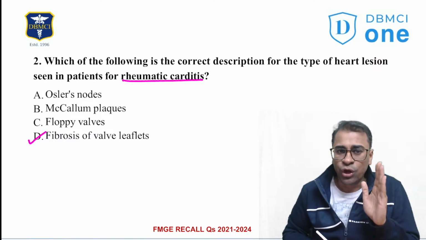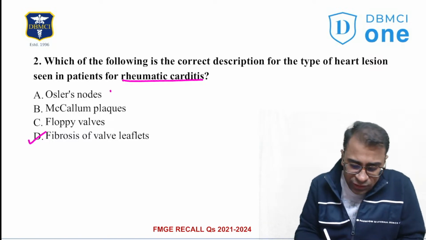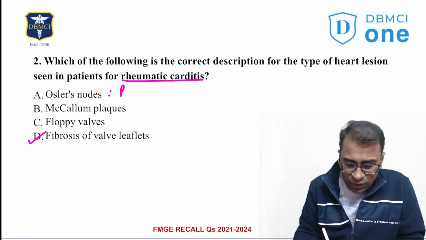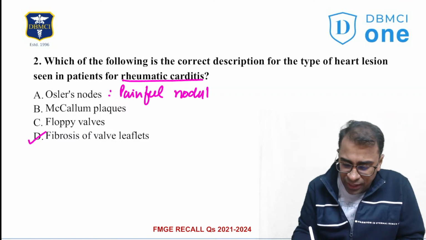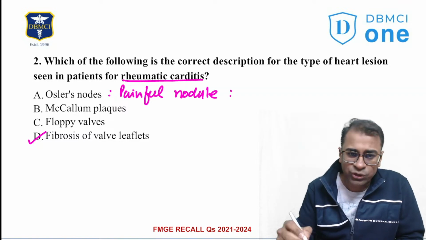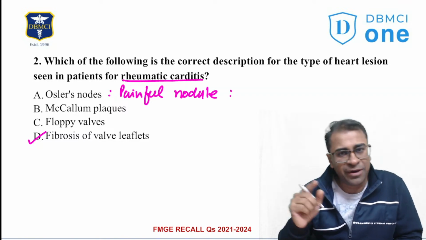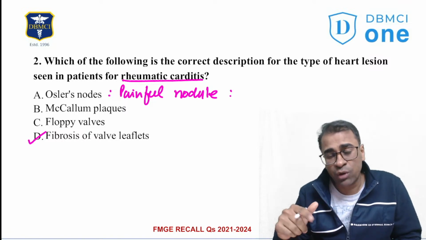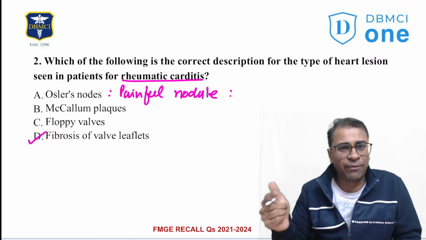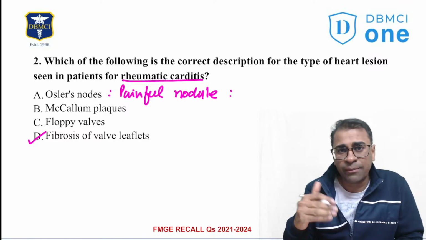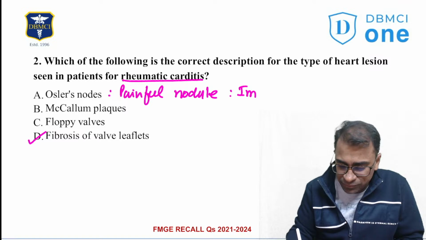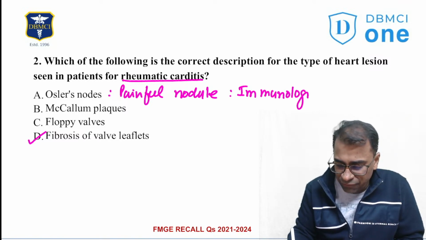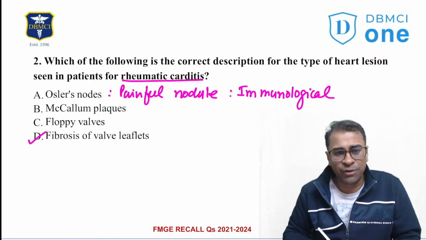Okay, now look, what is Osler node? Osler node, remember, ouch, it's painful. So this is basically a painful or a tender nodule on the fingers. Now my question to you is, is this an inflammatory episode, or is it a vascular episode? So what type of phenomenon is it, vascular or immunological? It is an immunological phenomenon. It's not a vascular phenomenon.